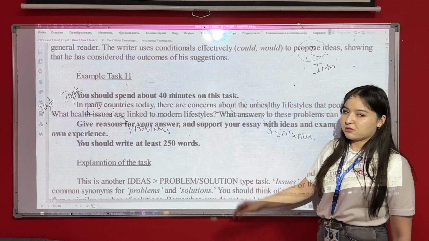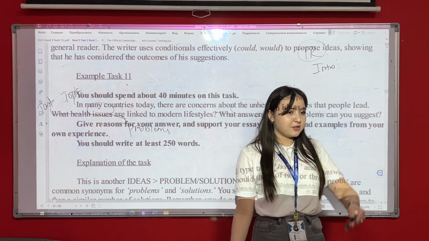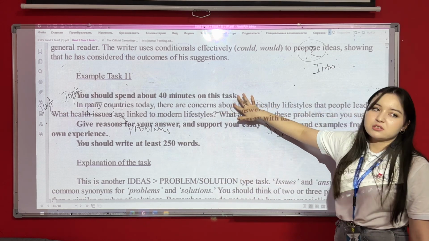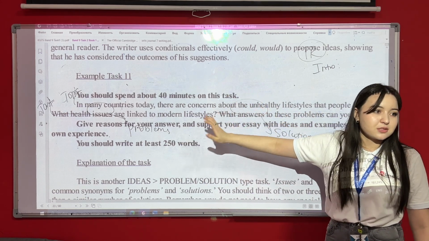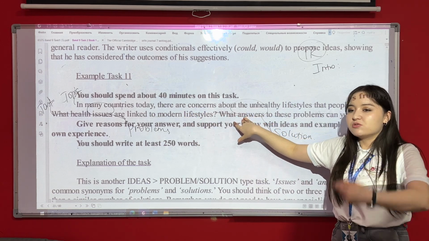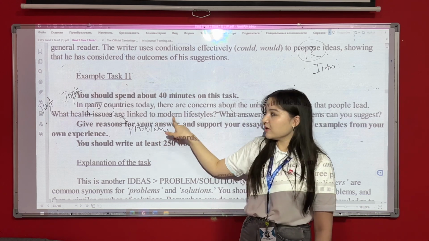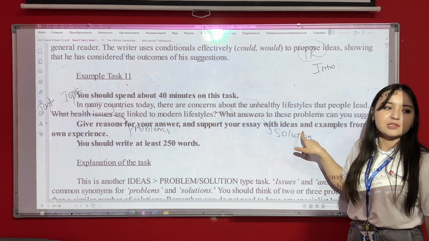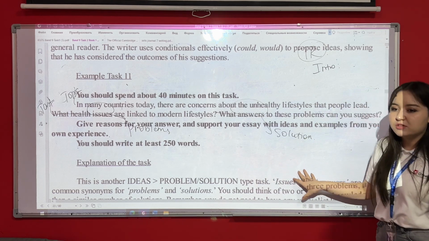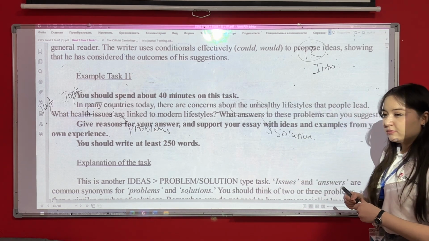So you have to say that, okay, I understood your question. I will answer this question in my essay, right? So this is your task in the introduction. You have to paraphrase the topic sentence, and then say that your questions will be answered in the following paragraphs. What are the questions? They are asking for the problems that are linked with modern lifestyles, and for the solutions to these problems, right? And then you have to reach the conclusion. Understandable?